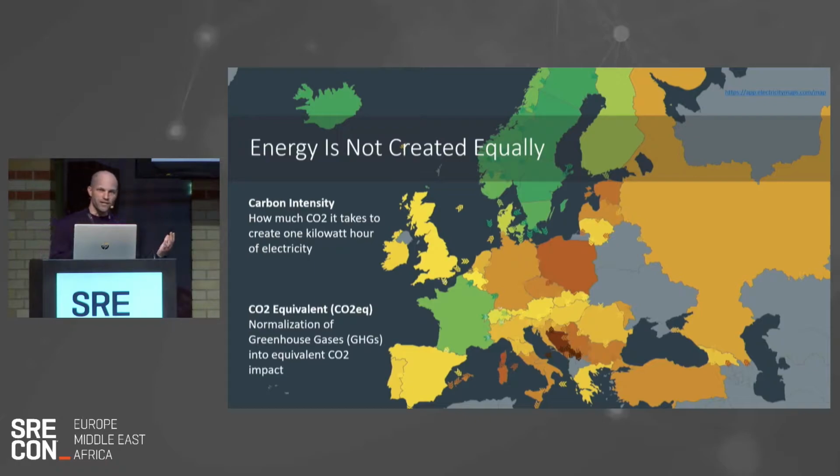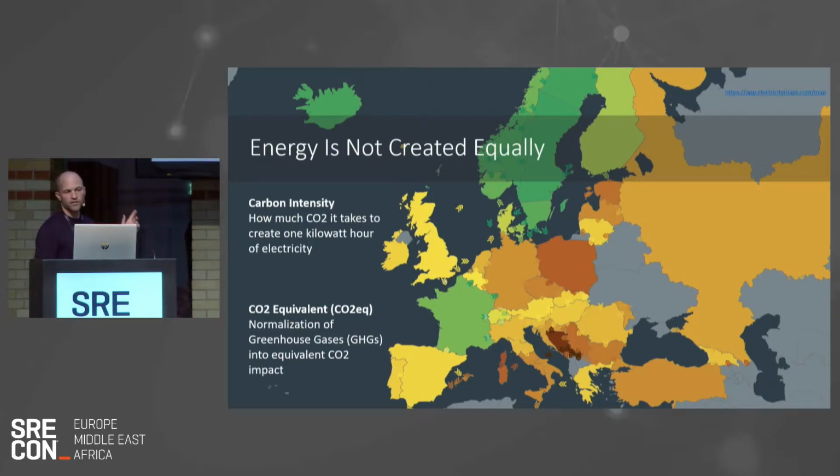So when it's not windy and it's not sunny, all of these electrical grids need to offset that energy with something else. And so they'll typically use something that's a little bit dirtier, like coal or oil or gas. So carbon intensity is how much carbon is emitted to generate 1 kilowatt hour of energy. So you can see how all that is not necessarily created equally.